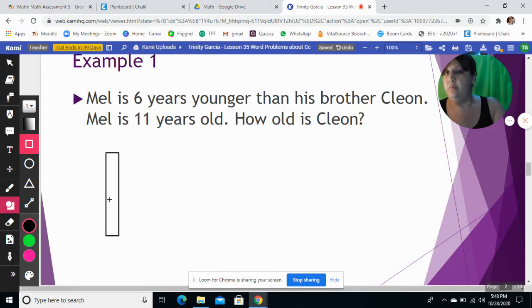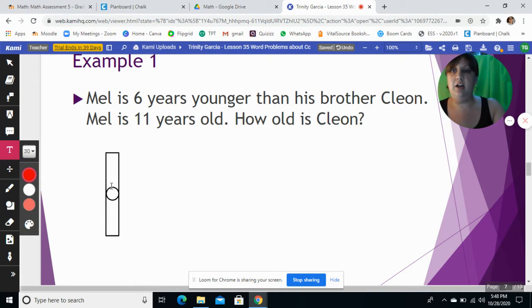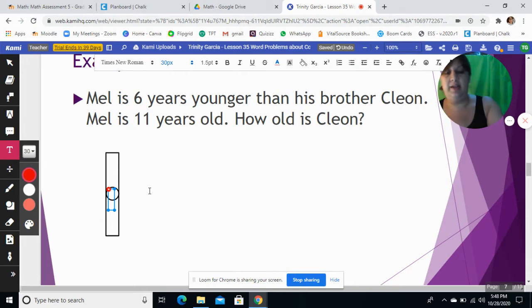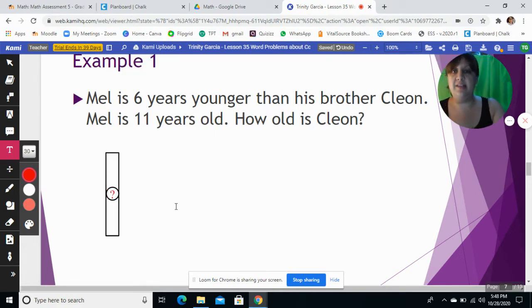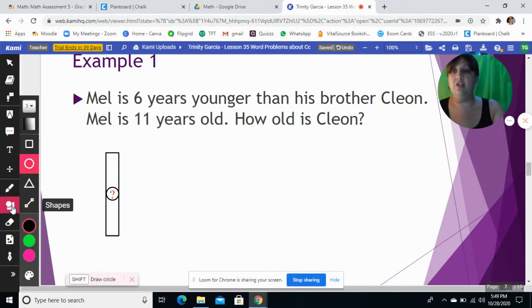Then we need to draw a circle inside our rectangle. That circle is containing our question because that's what we're trying to figure out. So we're going to put a question mark in that circle. That's what we're trying to figure out, how old he is. Now we also know that Mel is 6 years younger. So we're going to draw a smaller rectangle to represent Mel. Here's our smaller rectangle.